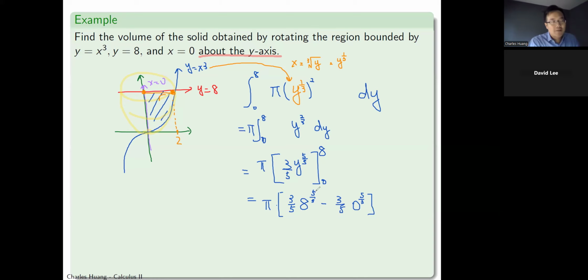8 to the power of 5/3. You can use your calculator, but this means 2, right? Because cube root is 2, and then power of 5. So 2, 4, 8, 16, 32. So I will have 3 times 32/5 times pi, right? And then minus 0. And that's, of course, 96/5 pi. So this is the answer.